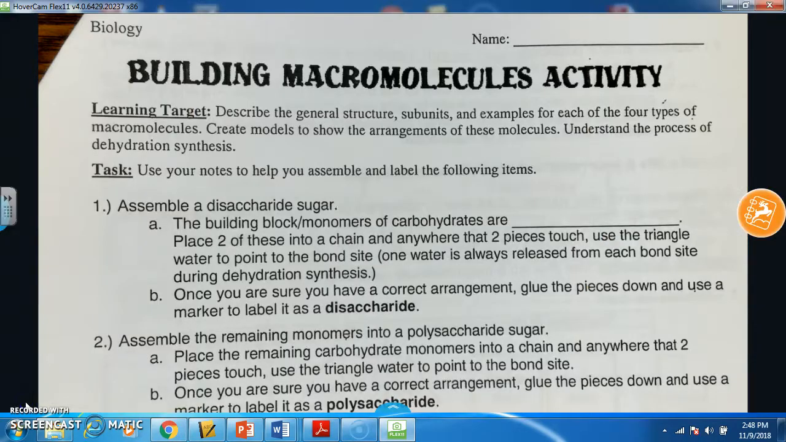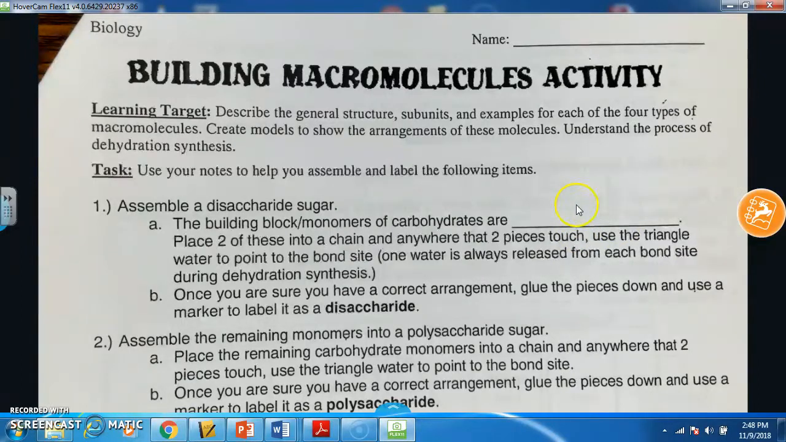On our 3rd day, once our research has been done and our notes are completed, this is what you will be filling out. Your task will be to use those 4 pages of notes to help you assemble and label the following items. So you can see number 1, step 1 is assemble a disaccharide sugar. The building block / monomers of carbohydrates are, and you have to fill this blank in.